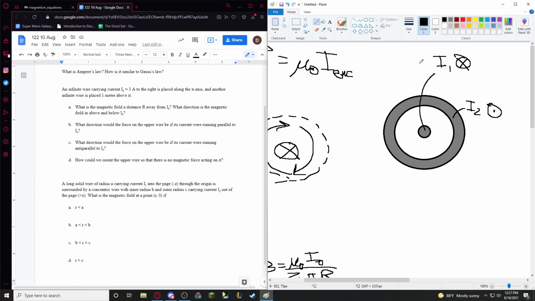So is our current being carried only at the very edge of our wire, or is it being carried throughout the whole wire, throughout the entire cross section? It's going through the whole section. Yeah, so if we select a radius, let's say about halfway out, so a over 2, is there zero current enclosed within that radius? No, there's a non-zero current.